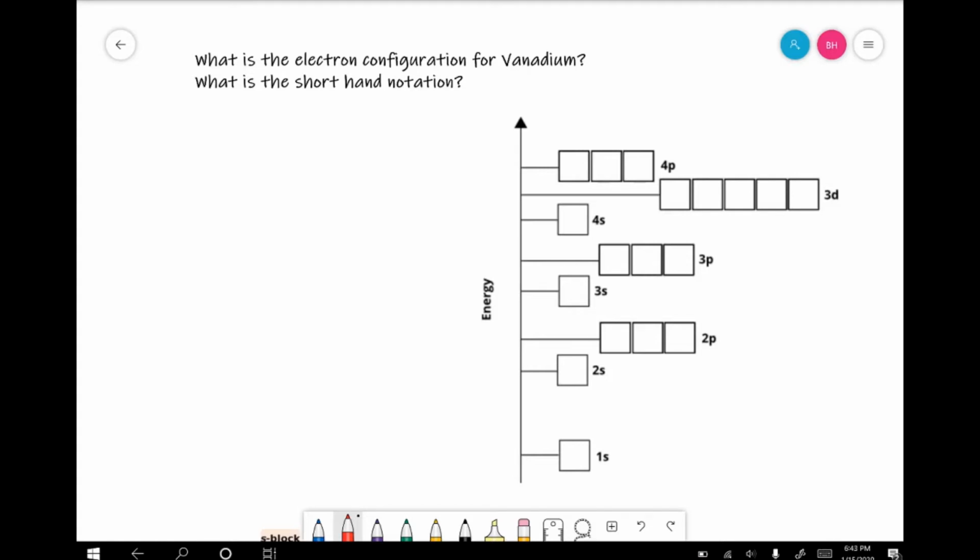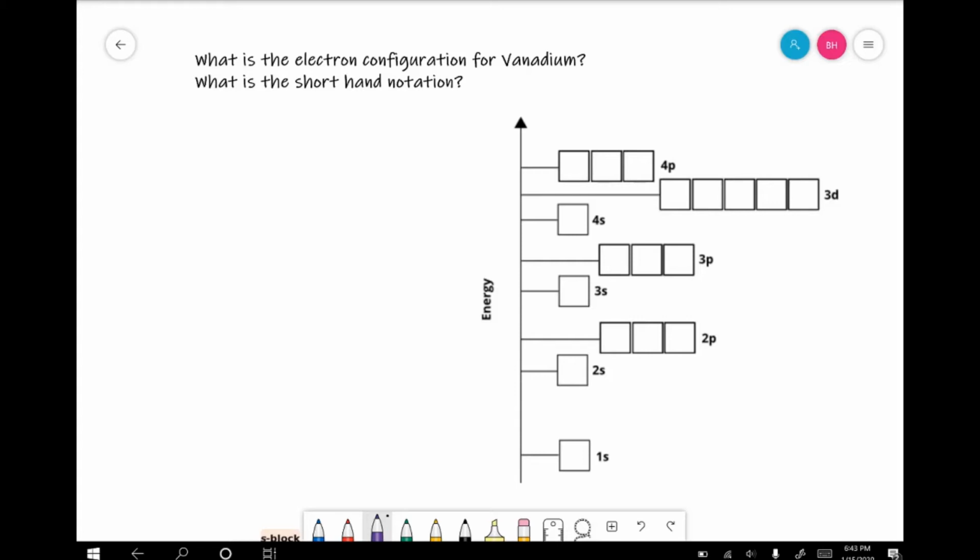The question that I have is, what is the electron configuration for vanadium, and what is the shorthand notation? The first thing you need to know about vanadium is how many electrons vanadium has, because we need to know how many electrons we're going to be putting into the orbital energy diagram.